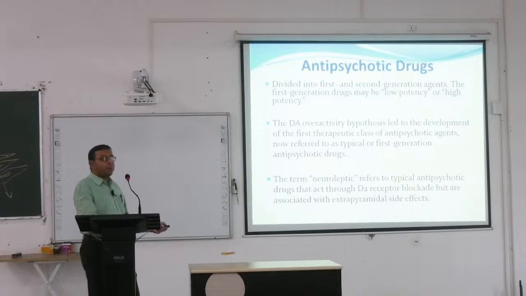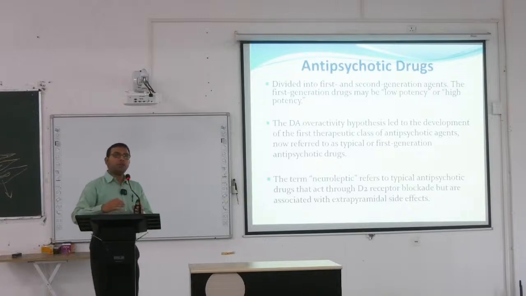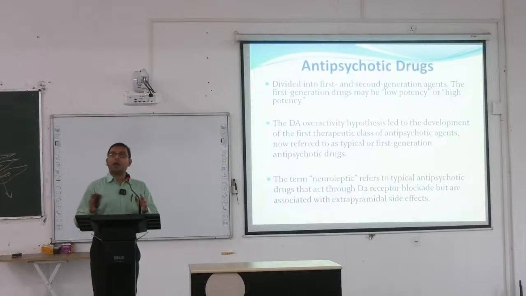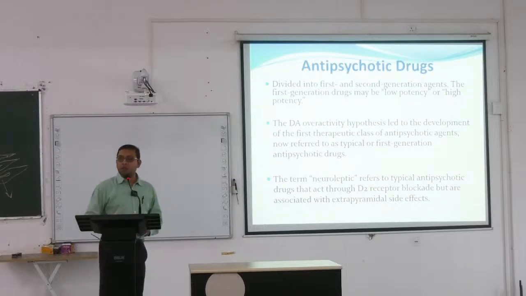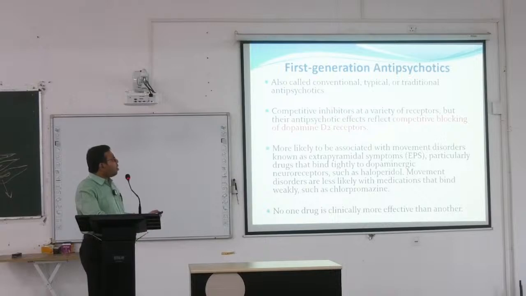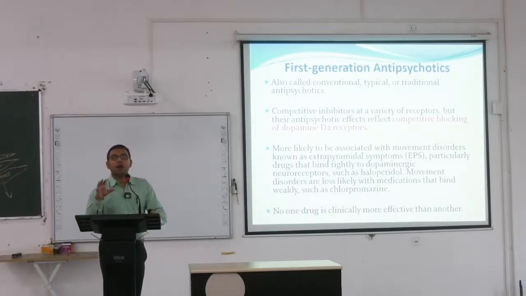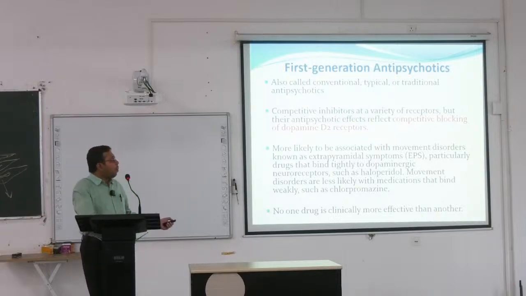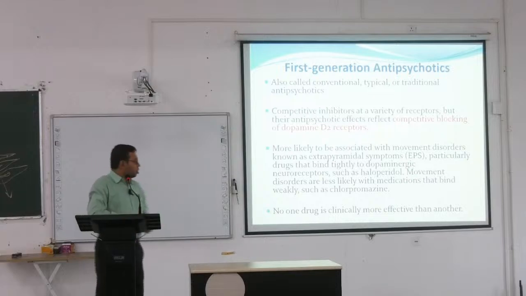They act through D2 receptor blockade. Mainly it has been postulated that schizophrenia occurs due to dopamine overactivity, and they are just blocking this receptor. So D2 receptor blockade is the common mechanism of action of the typical or first generation antipsychotics. First generation, conventional, typical or traditional antipsychotics cause competitive blocking of the dopamine D2 receptor. This is important. If you are asked what the mechanism of action of the typical antipsychotics is, the single line answer is competitive blocking of the dopamine D2 receptors.